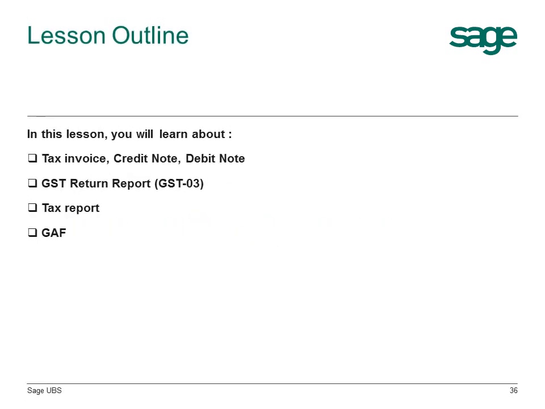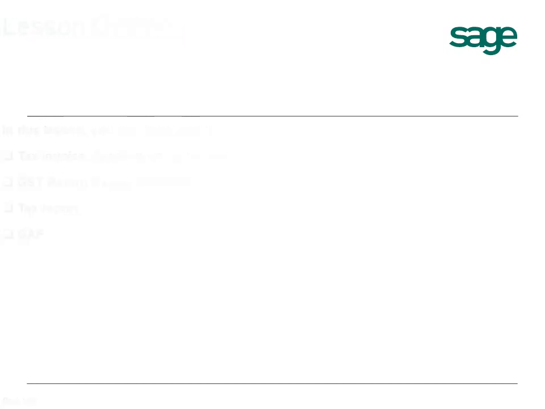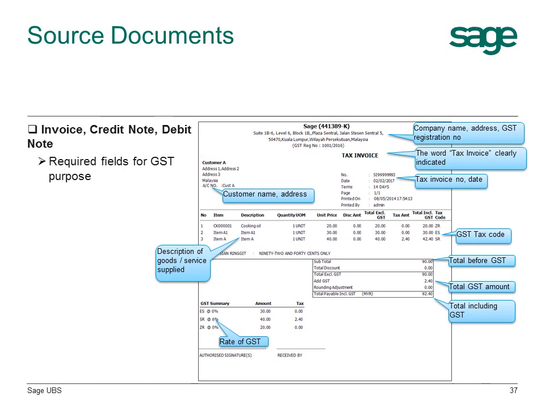In this lesson, you will understand about the important documents and reports related to GST. The highlighted are the required fields for valid tax invoice, credit notes, and debit notes. Any of these fields not shown in the source document will be considered as invalid GST source documents. Issuing an invalid GST source document is considered as fraud and will lead to penalty and jail imprisonment.